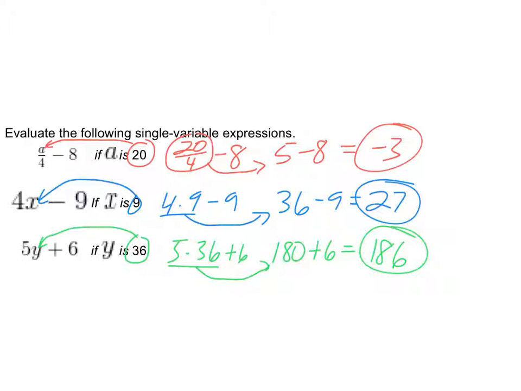Okay, so for the first one, we plug 20 in for a. We get 20 over 4 minus a. Remember, 20 over 4 is 20 divided by 4, which gives us 5. So we've got 5 minus 8, which gives us an answer of negative 3. For the second one, we plug 9 in for x, and we get 4 times 9 minus x. 4 times 9 is 36. 36 minus 9 is 27. For the last one, we plug 36 in for y, so we get 5 times 36 plus 6. 5 times 36 is 180. 180 plus 6 is 186.